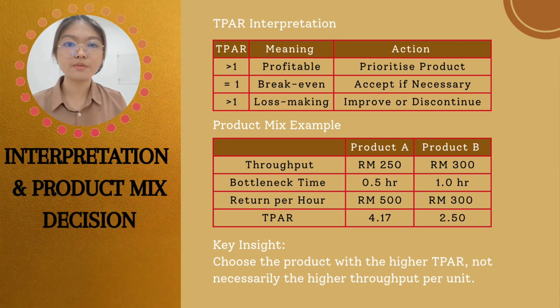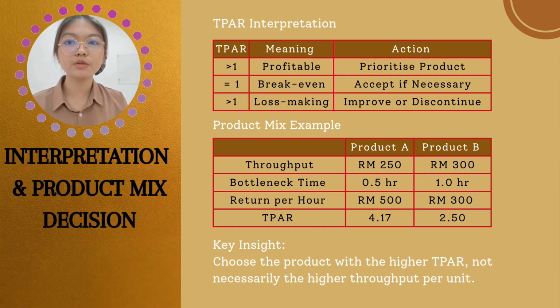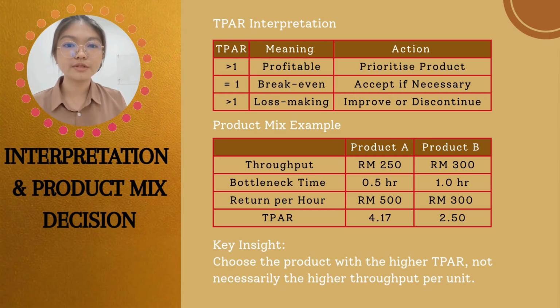Product B may seem more attractive at first glance because it has a higher throughput per unit of 300 ringgit compared to product A's 250 ringgit. However, product A only requires 0.5 hours of bottleneck time, while product B requires 1 hour. As a result, product A generates 500 ringgit per bottleneck hour compared to 300 ringgit per bottleneck hour for B.